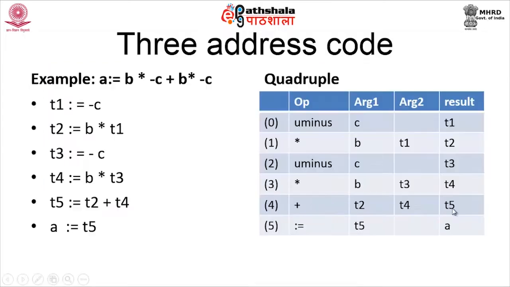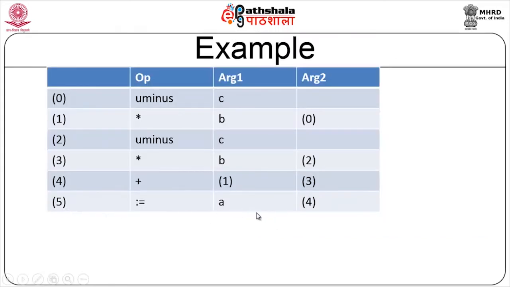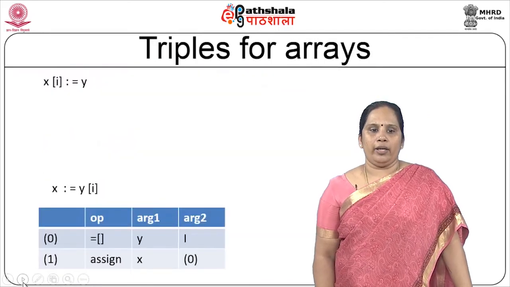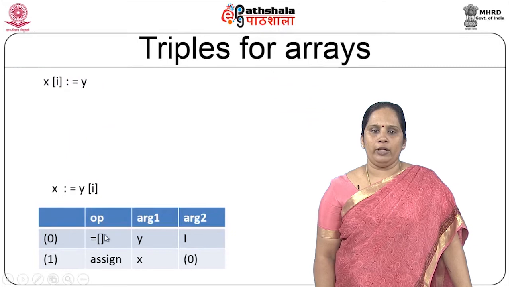So we have theoretically combined these two into a single one and represented argument 2 in terms of the row indices only. That is the triple representation. Argument 2 is replaced with the row indices, that is triples. Now there is one more thing called indirect triples. Just before we move on to indirect triples, one more example.